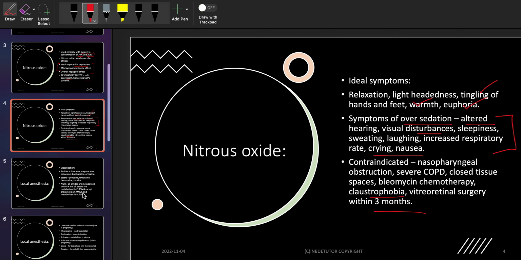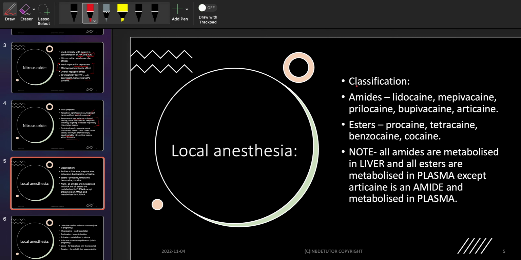Now, let's move to our next slide and let's talk a little bit about classification. Again, it is an important classification.